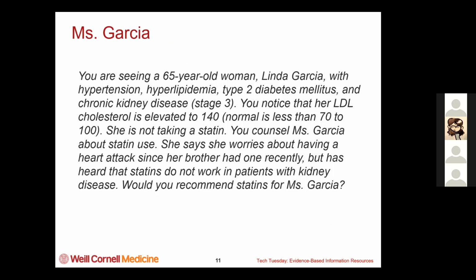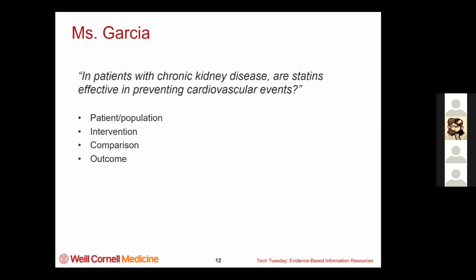Okay, so you're seeing a 65-year-old woman, Linda Garcia, who has a number of comorbidities, including stage 3 chronic kidney disease and high cholesterol, and she has a family history of cardiovascular events. So Ms. Garcia seems like she could benefit from taking a statin. She's not sure though, because of her kidney disease. So let's work through a PICO question.